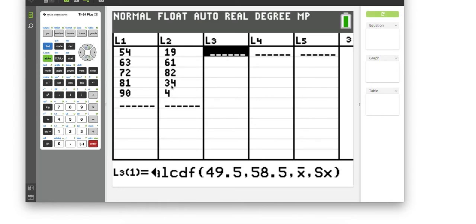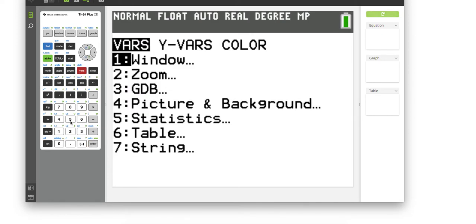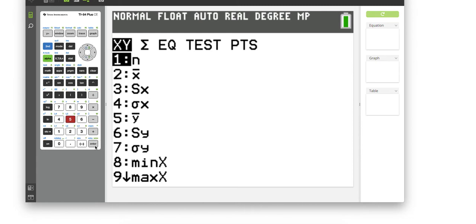So in some problems they're going to give it to you. They did in this problem. They said we have a total of 200 tests. Okay, but if it's not given to you and you don't want to bother adding these up, just go vars, number 5, and it should be n.